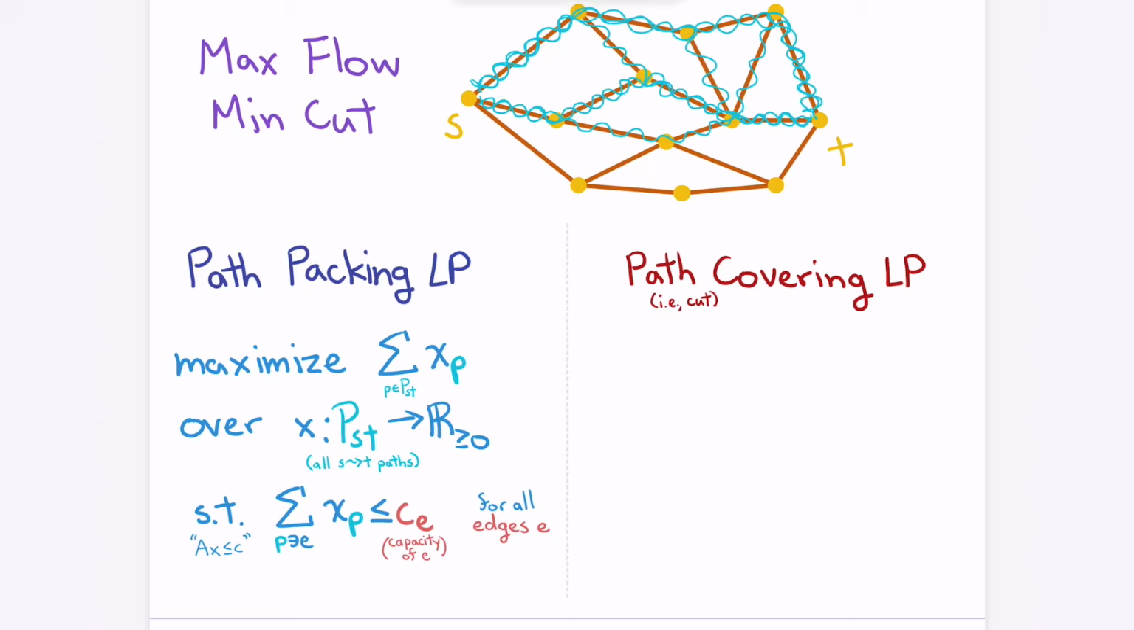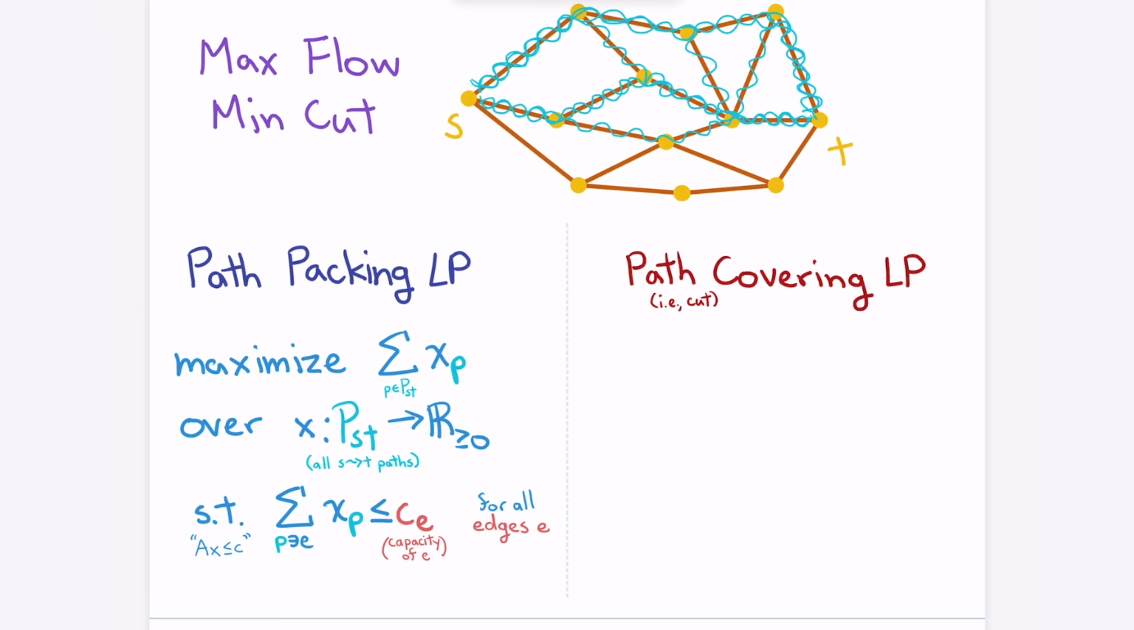And then here are capacity constraints. This edge is capacity 5. If I look at all the paths using that edge, 0.1 of this, 0.3 of this, 0.7 of that, it can add up to at most 5. So you're just packing.